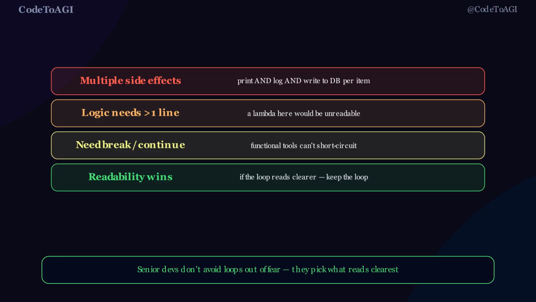Functional tools shine for one clear transformation. For loops shine for multiple steps per item. Senior developers don't avoid for loops out of fear. They pick whichever one reads clearest. And that's the actual skill here.